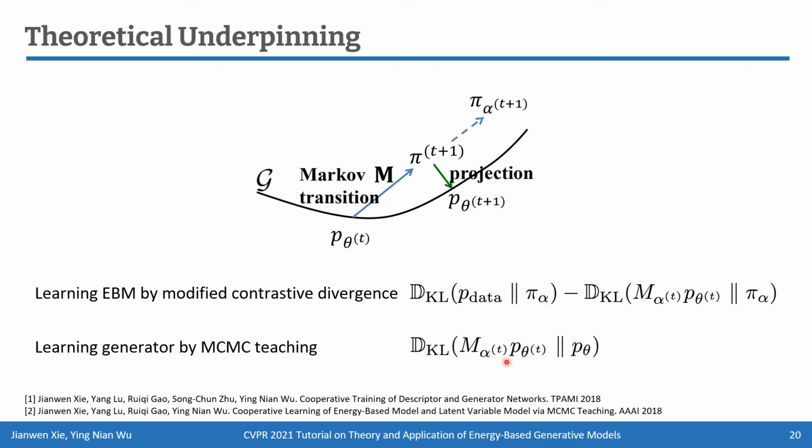The learning by MCMC teaching makes the inference of the latent Z very easy, because you know what latent noise vector Z you used to generate the initial draft. Therefore, the advantage of this cooperative learning is that the generator jumpstarts the MCMC sampling of the EBM, and the EBM helps to refine or improve the generator model. So that's the basic scheme of this cooperative learning.